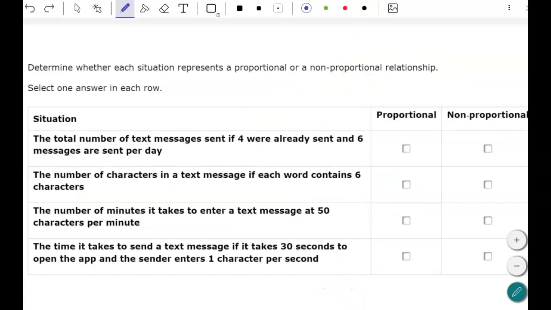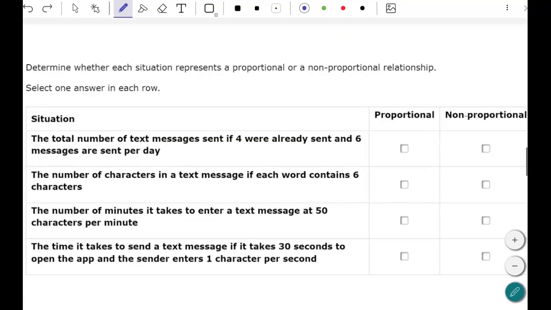All right, this one is proportional, non-proportional. It says determine which situation represents a proportional or a non-proportional relationship. So remember, proportional relationships, it's y equals kx.